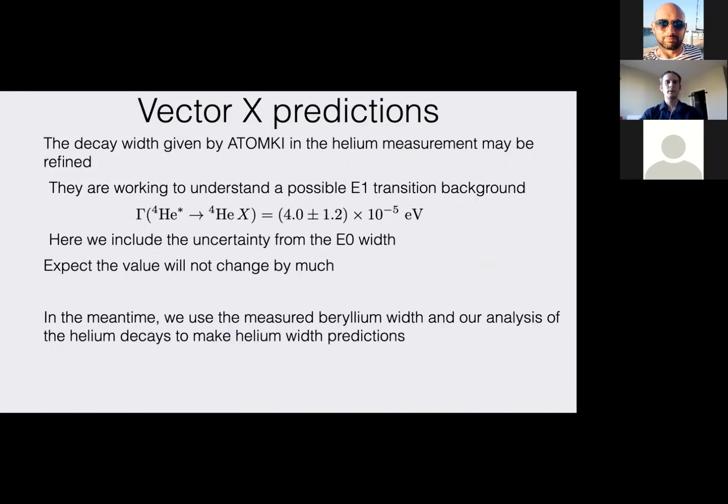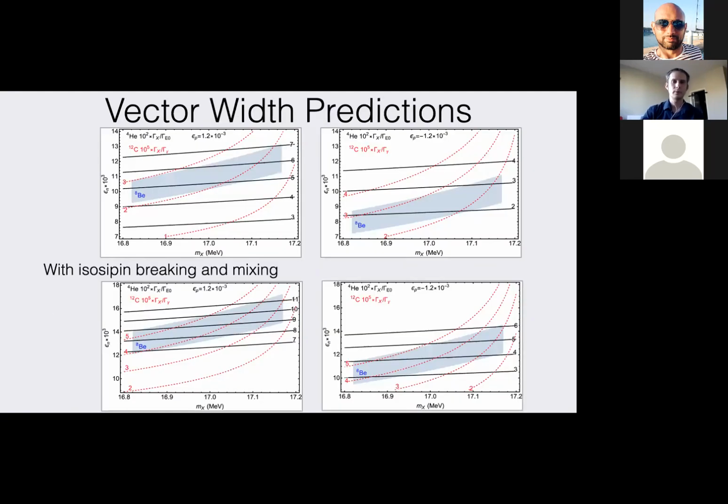But then, with that understanding, we can compare the decay width that is predicted from the ATOMKI collaboration, from their results, with what we see from the beryllium results, and those are given in these plots. So in the top line here, these are the plots assuming no isospin breaking or mixing in the beryllium scenario, and the ones on the bottom are with isospin breaking and mixing. The plots on the left are for the maximal value of the proton coupling, and on the right for the minimal value, as far as having the opposite sign.